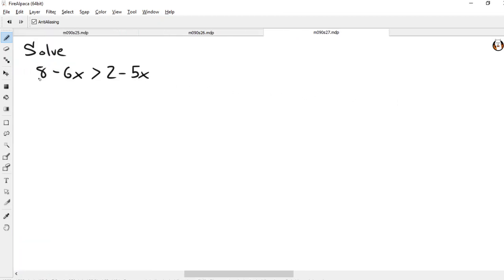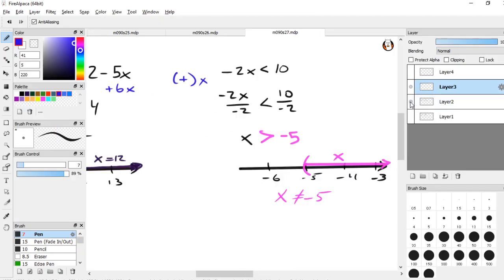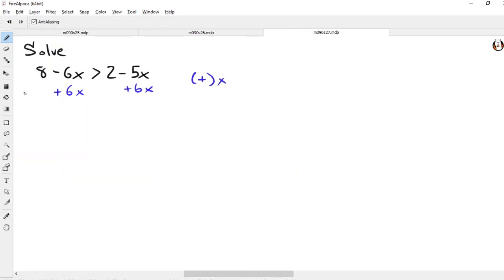More problems. Here's one. We're going to solve 8 minus 6x is greater than 2 minus 5x. Let's group our x's together, and this is very important. I'm going to do that by adding 6x to both sides and get a positive coefficient. I want a positive x because I don't want to have to worry about reversing the direction of my inequality. When we do that, we're going to have 8 is greater than 2 plus x. Subtract 2 from both sides, and we'll get that 6 is greater than x. Cool.